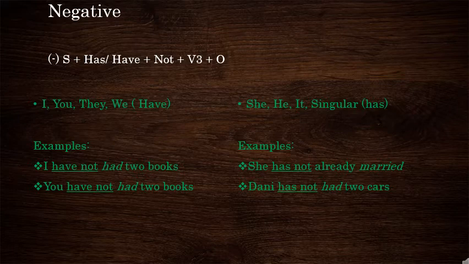Now let's take a look at the example below. I have not had two books and you have not had two books. And the other example of auxiliary has is she has not already married and Danny has not had two cars.